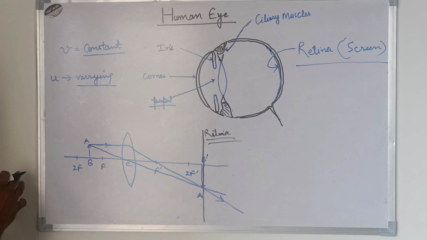How does it happen? What was the relation? The relation of the lens was 1 by V minus 1 by U is equal to 1 by F. This formula of the lens should be satisfied. This cannot go wrong. So what happens? This is fixed.